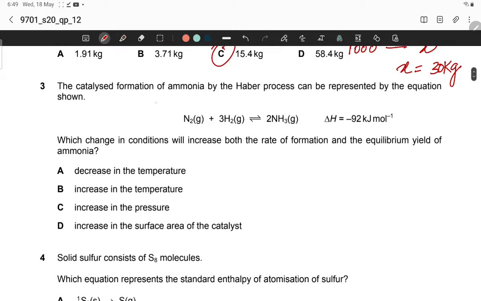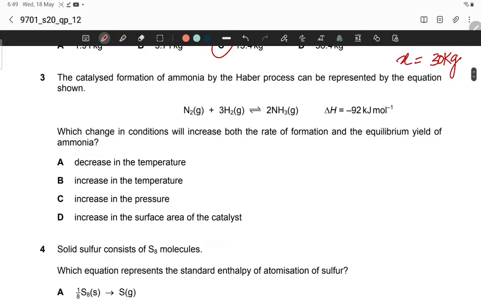The catalyzed formation of ammonia by the Haber process can be represented by the equation shown. N2 plus 3H2 to form ammonia. This is an exothermic reaction. Which change in conditions will increase both the rate of formation and the equilibrium yield of ammonia?